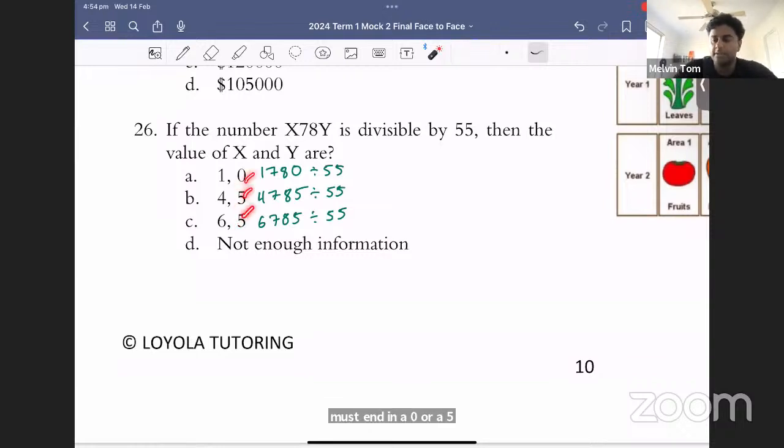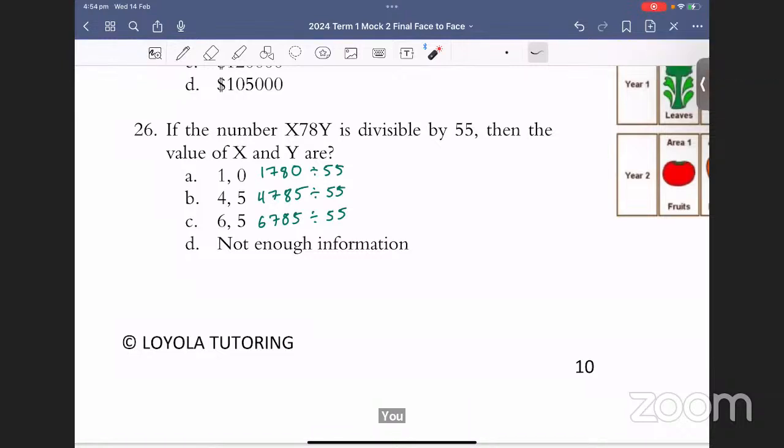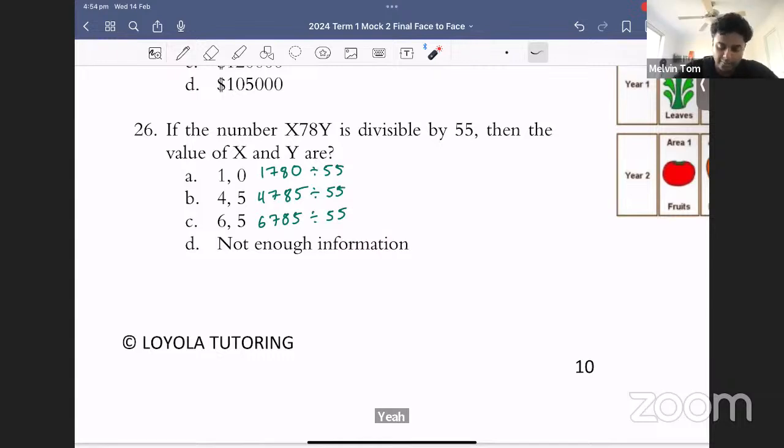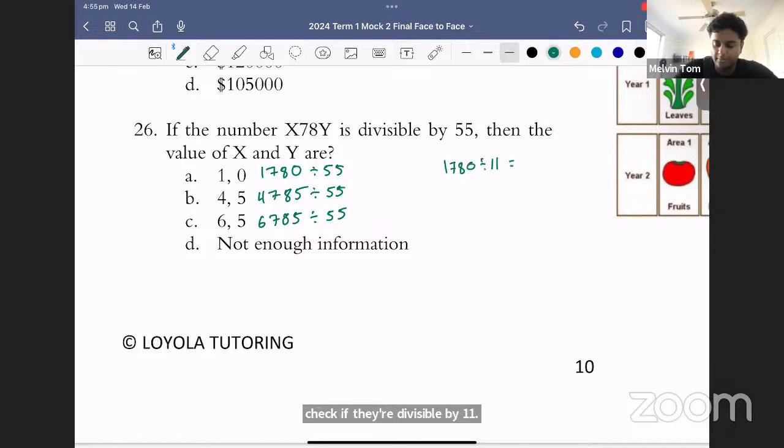Do all of these check out? Yes. So in that case, we just have to check if they're divisible by 11. 1780 divided by 11 gives you decimal points. 6785 divided by 11 gives you decimal points as well. But 4785 gives you a perfect division, and the answer is B.